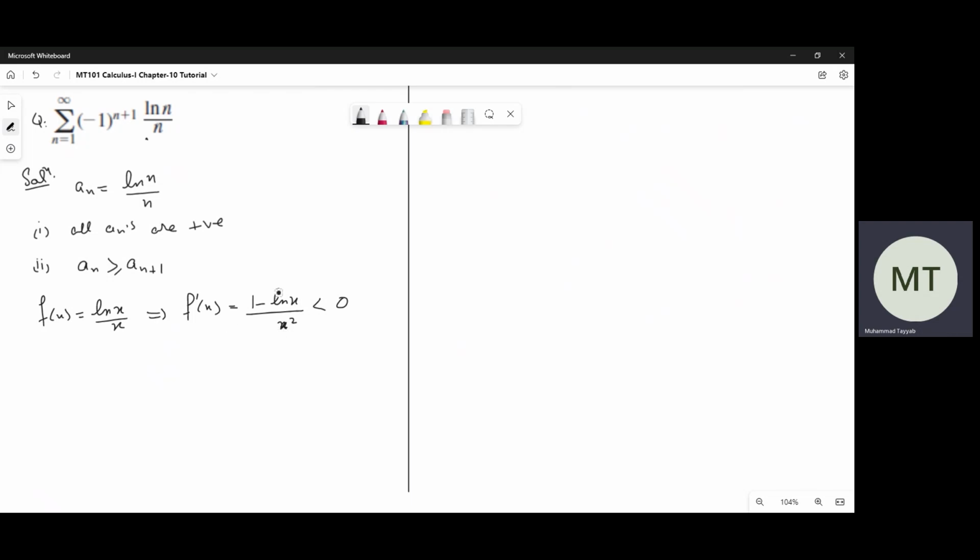and that is less than 0 for any values of x larger than e. When we substitute f dash of x equal to 0, you will see the value x is larger than e, so this remains negative. This says that f of x is decreasing. So the second condition is also satisfied: whenever the first derivative is less than 0, this means the sequence is decreasing.